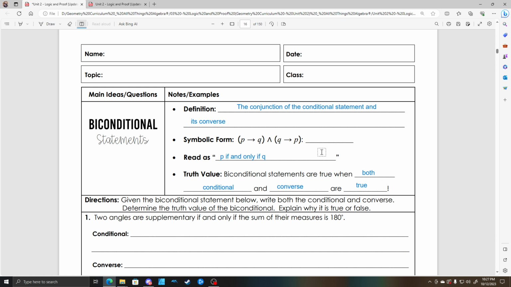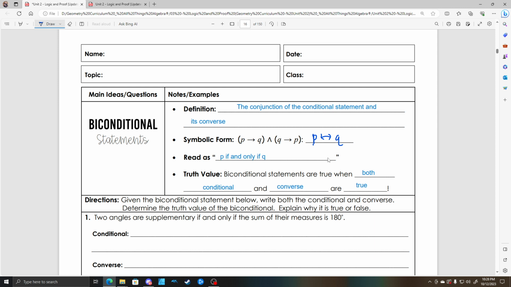And the symbolic notation for this, I will show you that here in a second. If I can get my pen to work, there we go. It's P, and then an arrow pointing both directions, and then Q. Because it's P if and only if Q. And you'll notice that that's what it says down here, right? It's read as P if and only if Q.